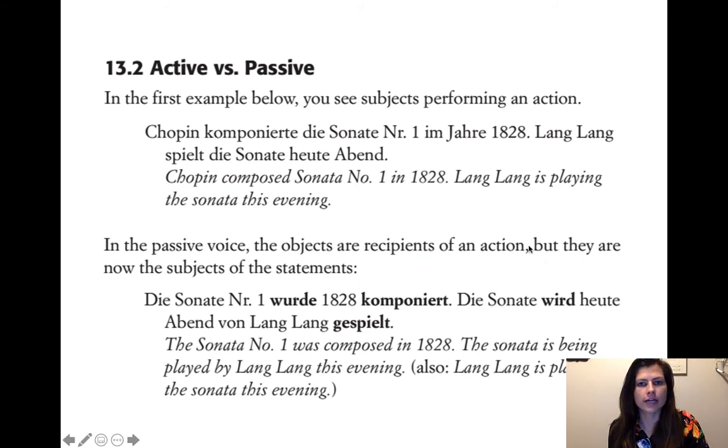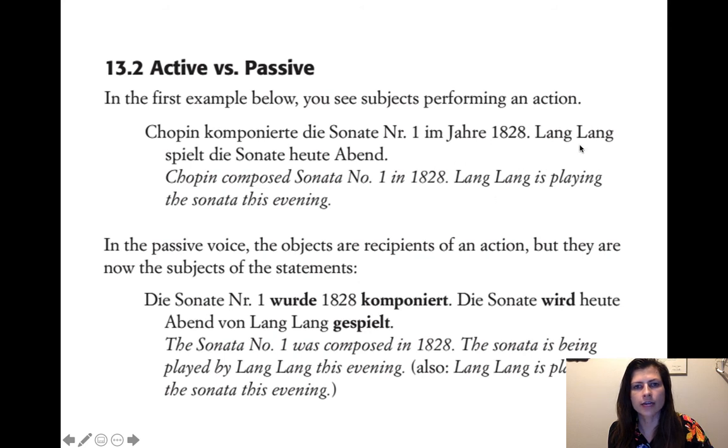So we have some examples of active sentences turned into passive sentences. These are actives right here. Chopin komponierte die Sonate Nummer 1 im Jahre 1828. Lang Lang spielt die Sonate heute Abend. So Chopin komponierte, that's an active verb, right? So who's doing the composing? Of course, the subject is doing the composing.